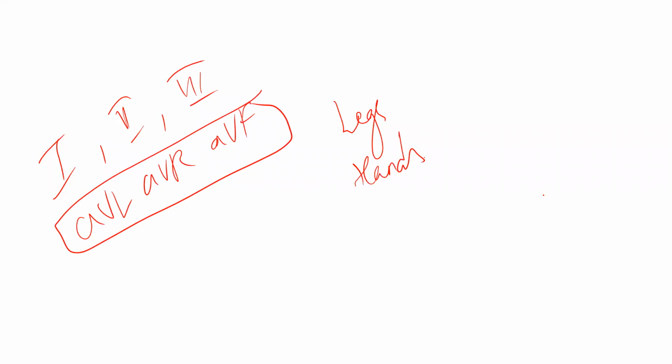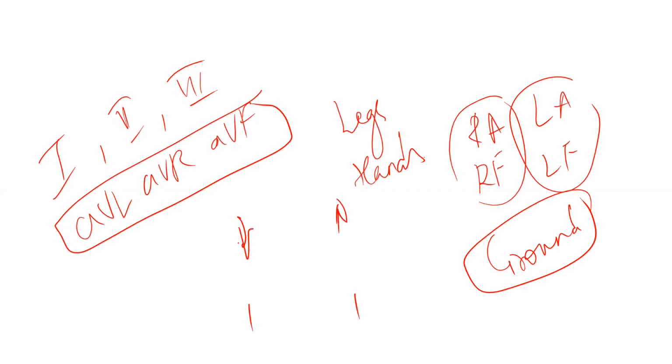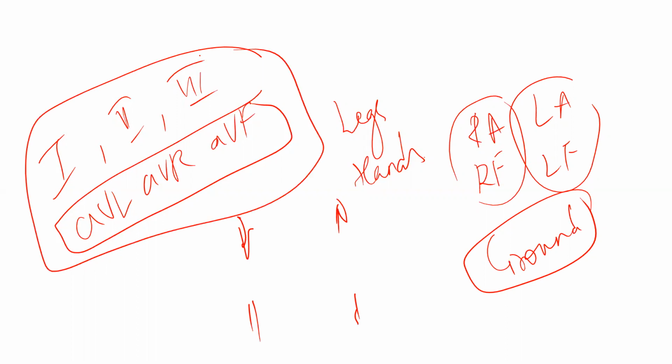With this, we have right arm, right foot, left arm and left foot. We have four in this, so one of them will be taken as ground. This is again the basics of electrophysiology. We'll connect the four leads to the limbs, and with these four leads only, we are going to get the six lead information. This is the physiological basis of ECG.